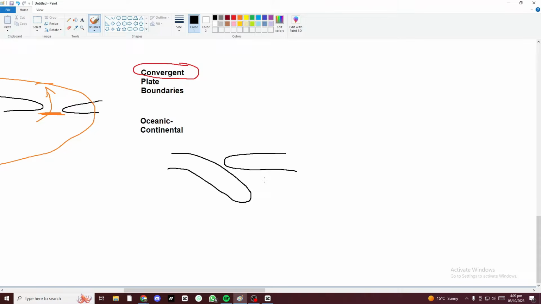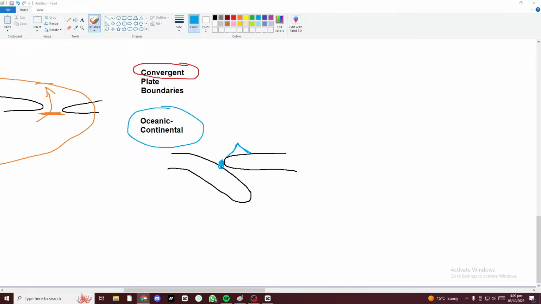This will create a deep ocean trench as seen here. This will be, let me use blue, this will be a deep trench, and it will create volcanic arcs and earthquakes. And there will also be somewhat of a mountain range here. An example of an oceanic continental convergence is the Andes Mountains.